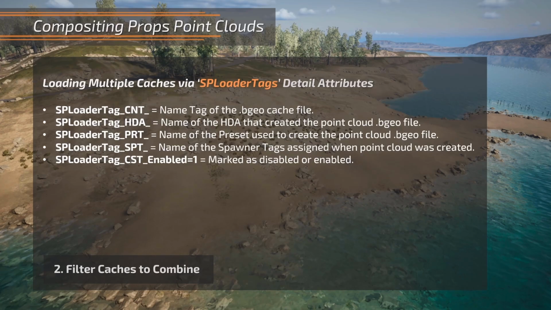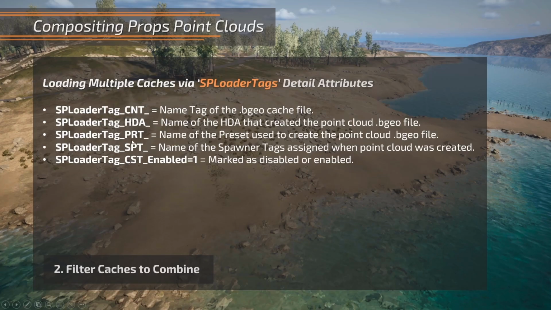Now, a quick overview of these SP loader tags. There are 5 types of tags that we can define, and they're basically prefixed with these particular elements. So for example, we can say the CNT, which is the name tag for the cache, or cache name tag. We also have the HDA tag, which is a tag that we can set that defines which HDA created that point cloud. For example, Oscar's tool, which is the RPPT, could have the name tag RPPT, or road propsing tool, right?